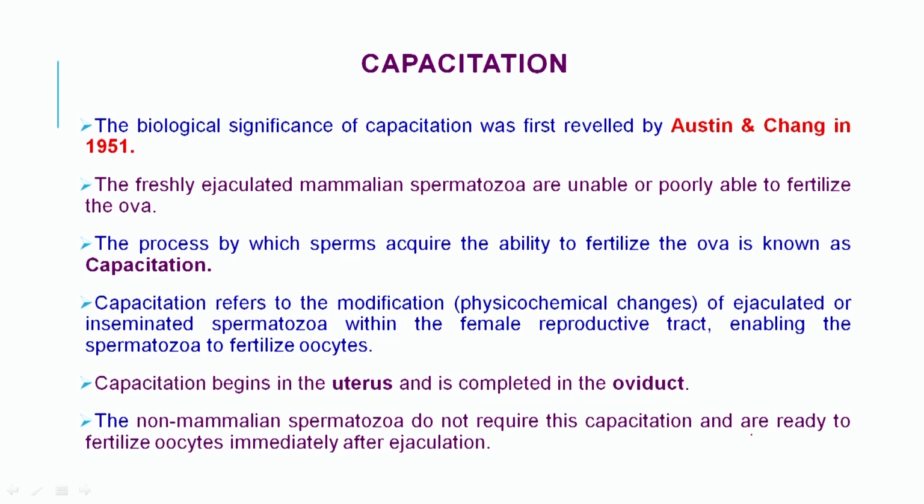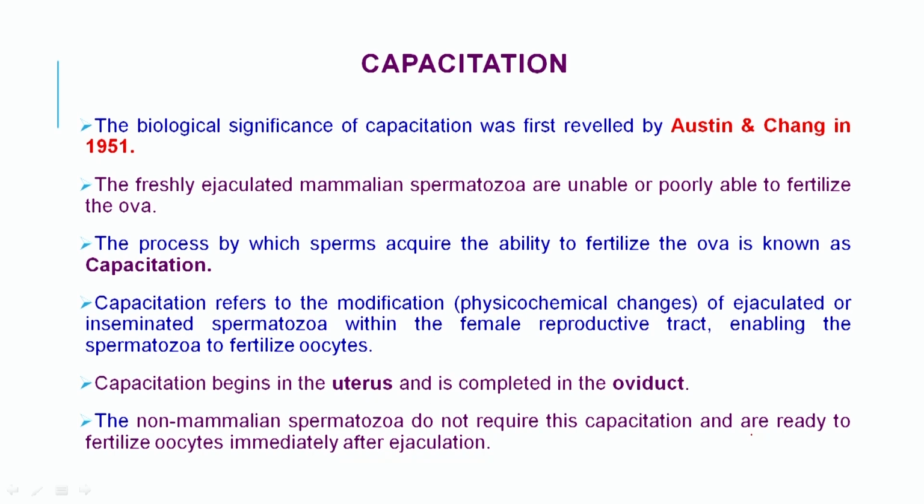The biological significance of capacitation was first revealed by Austin and Chang in 1951. Capacitation means that spermatozoa have to gain the ability to fertilize the ovum. Freshly ejaculated or inseminated semen does not have the ability to fertilize the ovum. It has to go through some physicochemical changes in the reproductive tract of the female in order to fertilize the ova. Capacitation begins in the uterus and is completed in the oviduct.